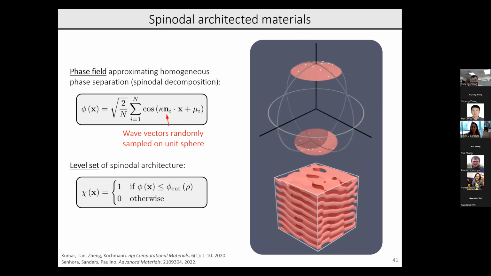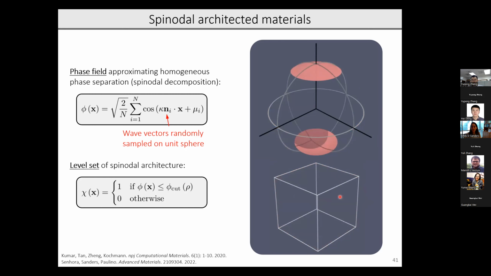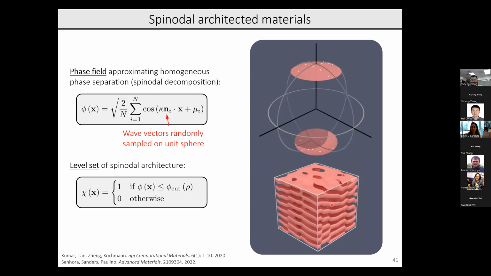But if I limit where those wave vectors can show up, if I limit them just to these pink regions, now you can see that I'm controlling the geometry of the spinodal architecture. You can see some kind of lamellar features showing up. So now clearly there is some directional preference of this spinodal architected material. And of course, there are infinite ways that we could restrict our space of wave vectors.